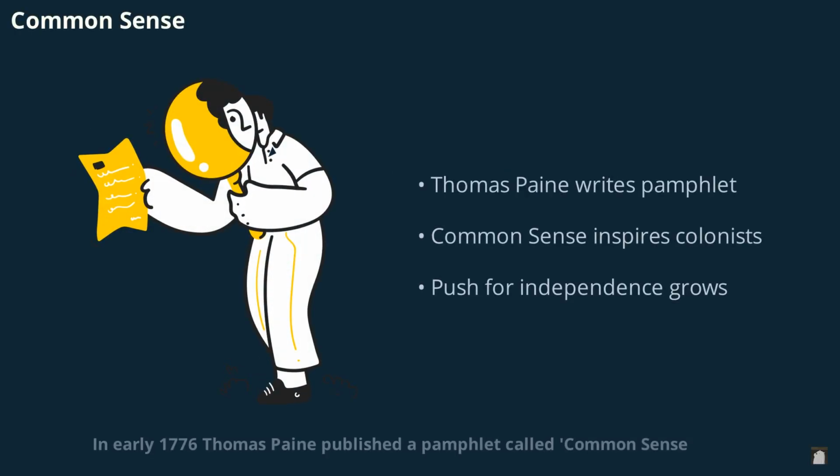In early 1776, Thomas Paine published a pamphlet called Common Sense. This influential work argued passionately for independence from Britain, using clear and persuasive language. Paine's ideas spread quickly throughout the colonies, convincing many undecided colonists that breaking away from British rule was not only possible, but necessary for their freedom and prosperity.